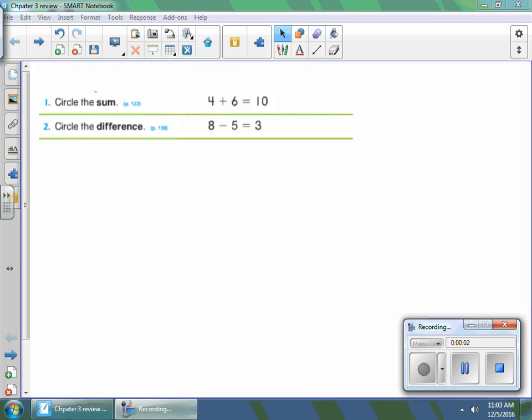Welcome to our Chapter 3 review. We will begin with vocabulary. First question is to circle the sum. So we have 4 plus 6 equals 10. Which of these numbers in the addition sentence is the sum? Erica, good.